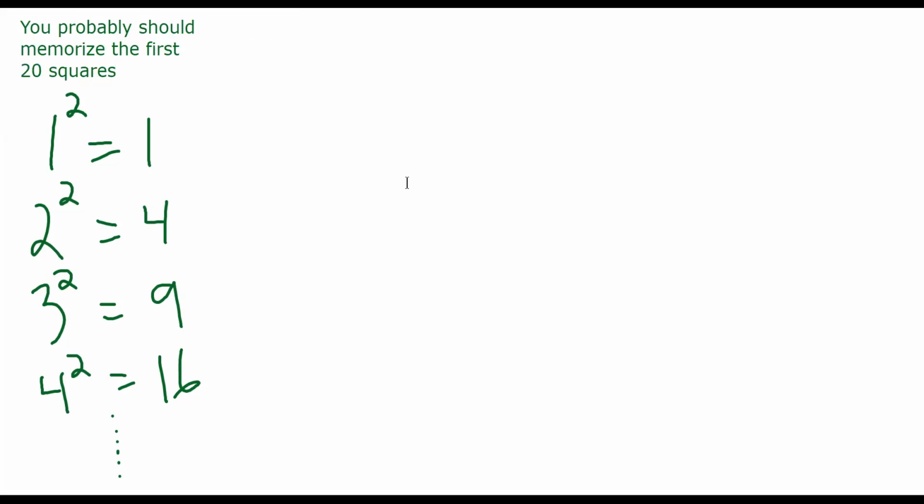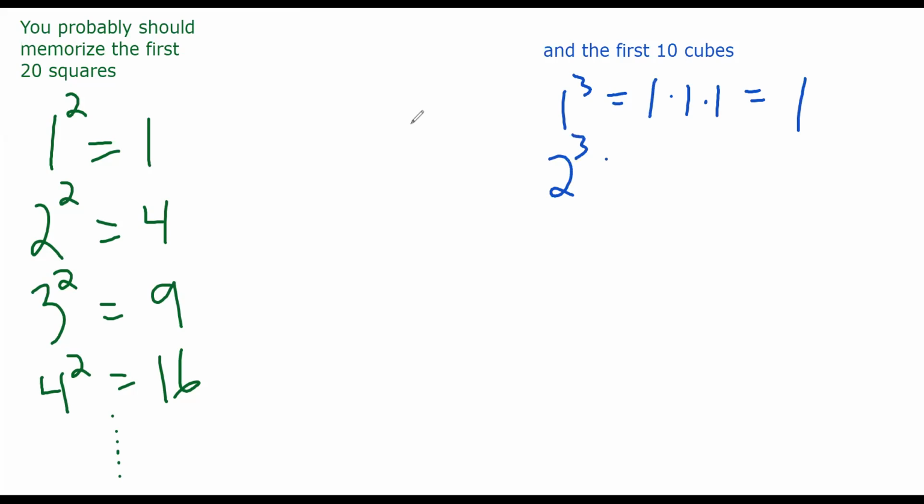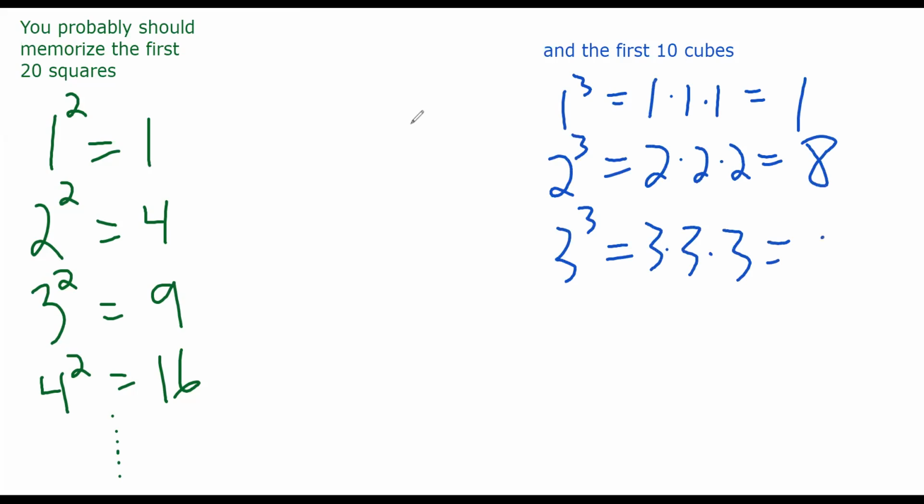Something like that. You should probably also memorize the first 10 cubes. So, the first 10 numbers cubed. 1 cubed, 2 cubed, 3 cubed. 1 to the third is 1 times 1 times 1, which is just 1. 2 to the third is 2 times 2 times 2, which ends up being 8. 3 cubed, don't do 3 times 3. Remember, taking an exponent is not multiplying. It's not doing 3 times 3. It's doing 3 multiplied to itself 3 total times, which ends up being 27.